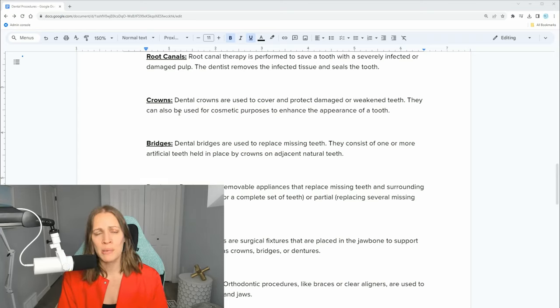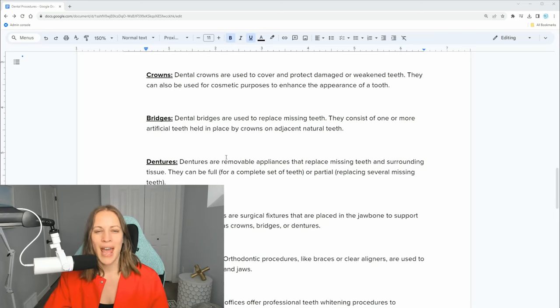The first appointment is all about prepping the tooth. The second appointment is then you have to send the temporary impressions, all of that, off to the lab for them to make the crown. So then the second appointment is actually placing the crown over top. So how is everybody doing so far?